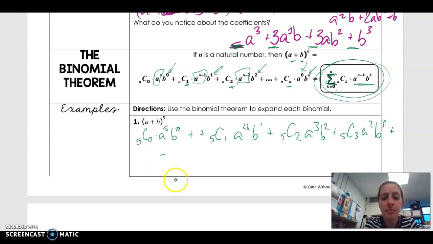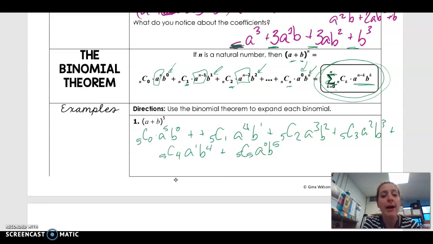plus combination taking 4 things at a time, a to the 1st b to the 4th, plus my combination of all 5 things, a to the 0 b to the 5th. And I know that I'm done and I've written out each piece using the binomial theorem, because my exponents are back to being 0 and 5 and they've switched places. So that's how I can really understand and know that.